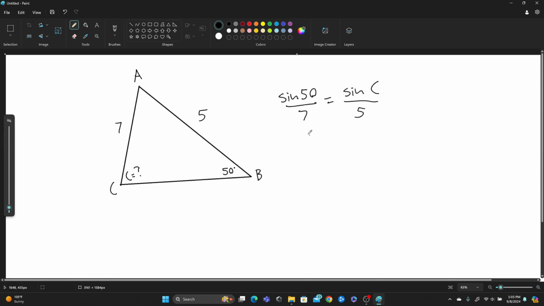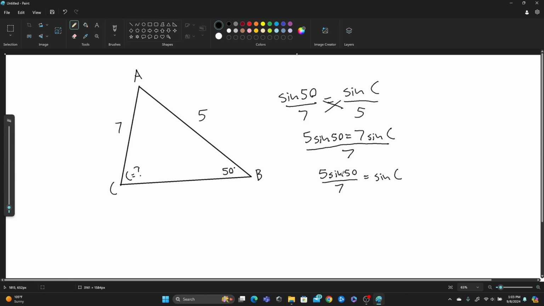So then we're going to cross multiply like we've been doing. So 5 sine 50 is equal to 7 sine angle C. So now we're going to do the same thing and divide, except this time we're not dividing by sine of something, we're dividing just by 7 because we want to isolate sine of angle C. So we're going to have 5 sine of 50 degrees over 7 is equal to sine of C. So now let's simplify the left side.